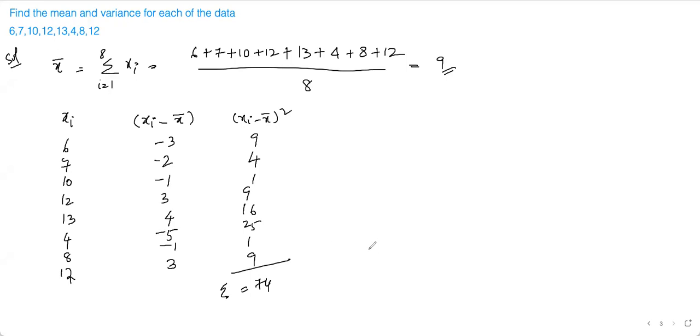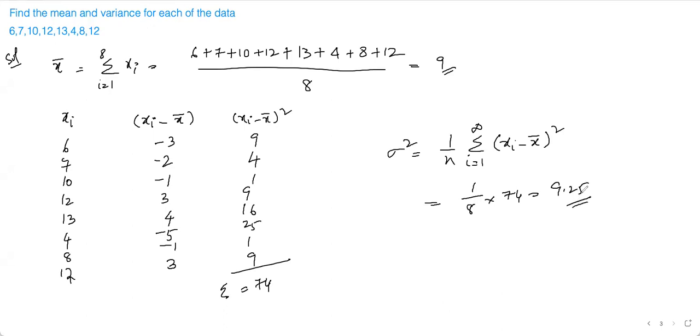Now the formula for the variance, that is sigma square, is 1 by n summation i equal to 1 to 8 of xi minus x bar whole square. So 1 by 8 into 74, which is 9.25. So that is the solution.